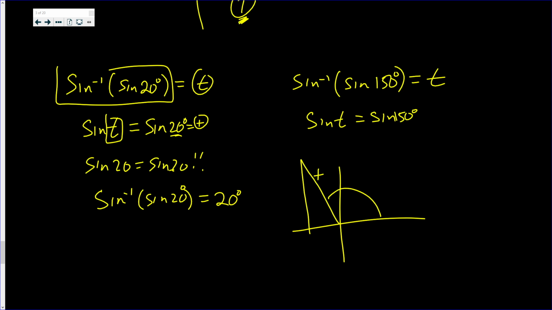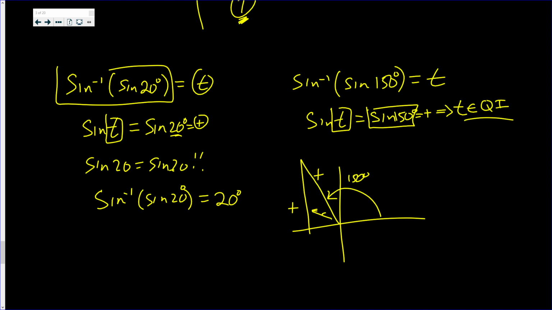Hypotenuse is always positive, and the opposite is positive. This is positive, which implies that t must be in quadrant 1. That angle is 150 degrees. I want to know the sine of what angle in quadrant 1, that is, the sine of what angle between 0 and 90 equals the sine of 150.